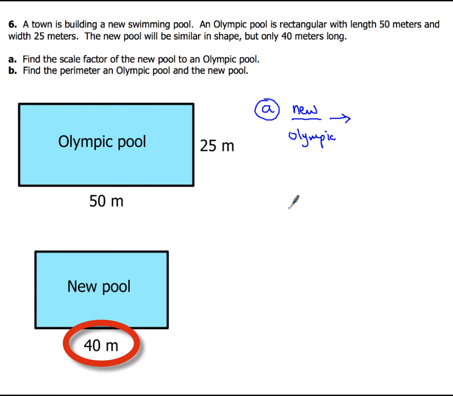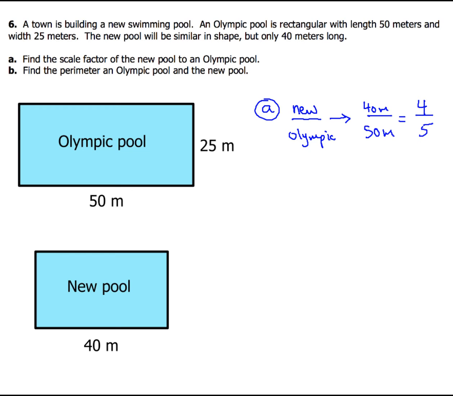On the new pool, I have the length of 40, and I also have a length of 50 for my Olympic pool. So those are going to be the two numbers that I'm going to use. So for my new pool, I'm going to use 40 meters for that length, and I'm going to use 50 for that. When I reduce that, I end up with a fraction of 4 over 5. So my scale factor of the new pool to the Olympic pool is 4/5. Alright, so that's going to come in handy here in a little bit.